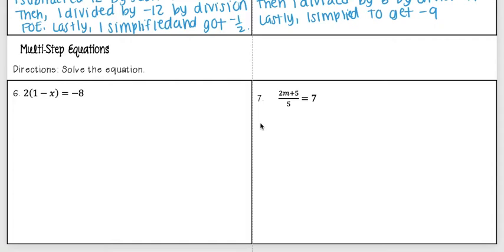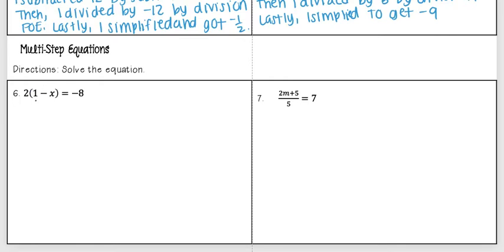So in this video, we're going to be talking about solving multi-step equations. Now we're getting into those that are a little bit more complicated. If you remember back from yesterday, we had something called the distributive property, and that's what we're going to have to do whenever we see these parentheses.